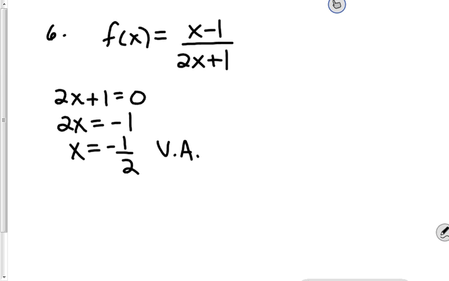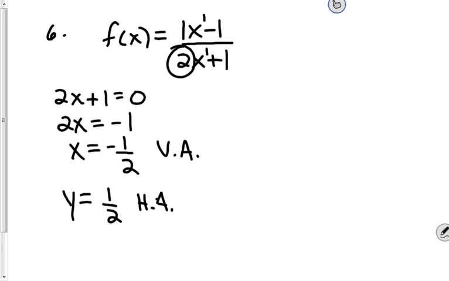Now we have to find the horizontal asymptote. Look at the degrees, 1, 1. So that case 2 applies again. Now our leading coefficients are 1 and 2. So our horizontal asymptote is going to be y equals 1/2. Now we're ready to graph it.